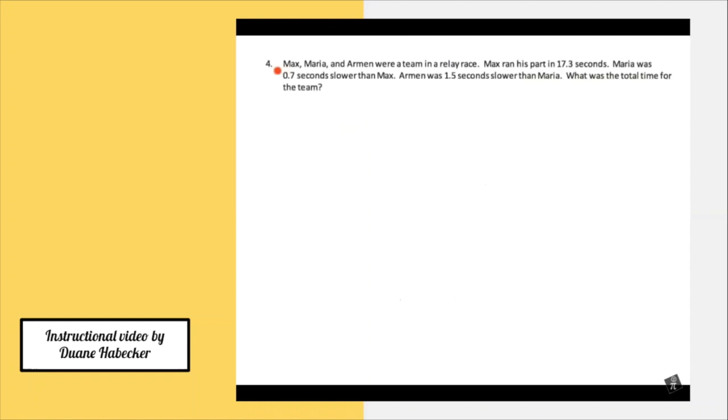So here we've got Max, Maria, and Armin, and they are in a relay race. They're a team. And Max ran his part in 17.3 seconds. Maria was 0.7 seconds slower than Max, and Armin was 1.5 seconds slower than Maria. And then the question is, what's the total time for our team? So this time we have three characters. We have Max, we have Maria, and we have Armin.